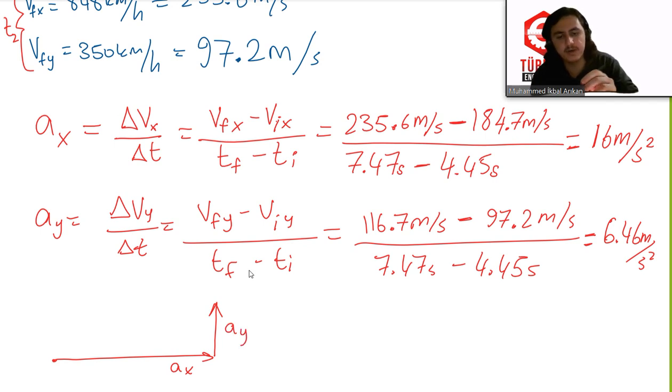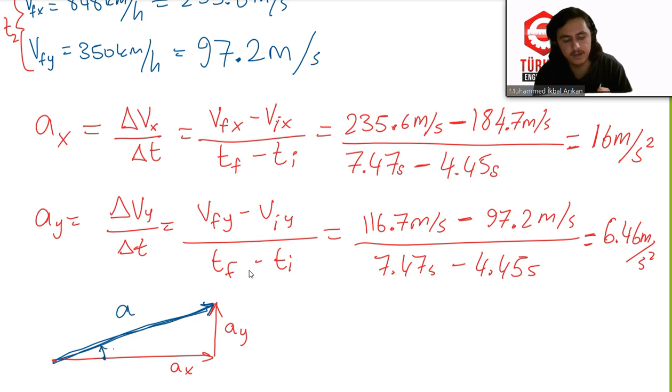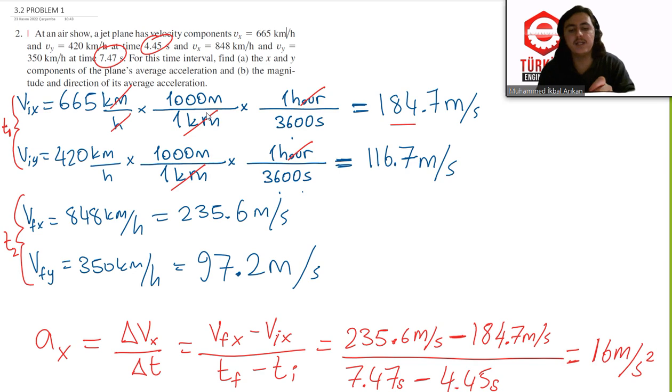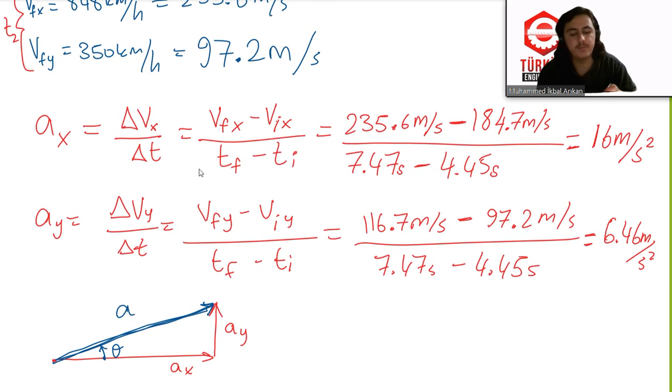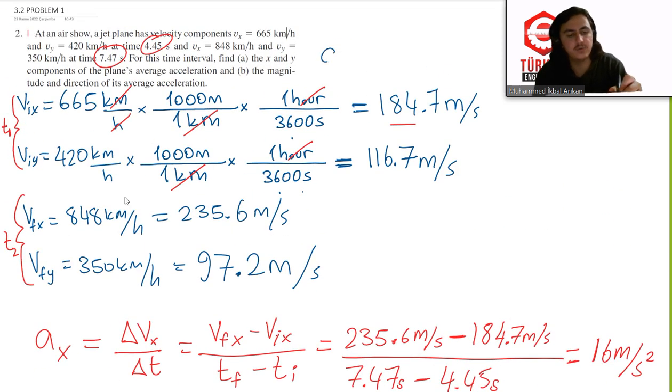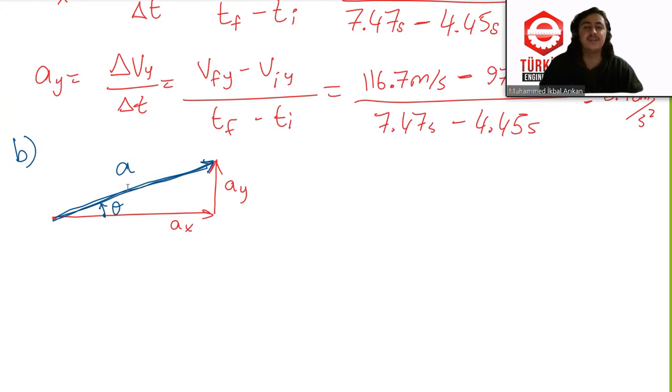So actually our acceleration is this way. It will be just a straight line like this, and will give me the hypotenuse. So this is the a, and I have an angle like this. So the second part, the magnitude and direction of its average acceleration. In the first part, in part A, I calculated the acceleration in x and y directions. But what about your resultant? This one is important. So you must calculate this one.